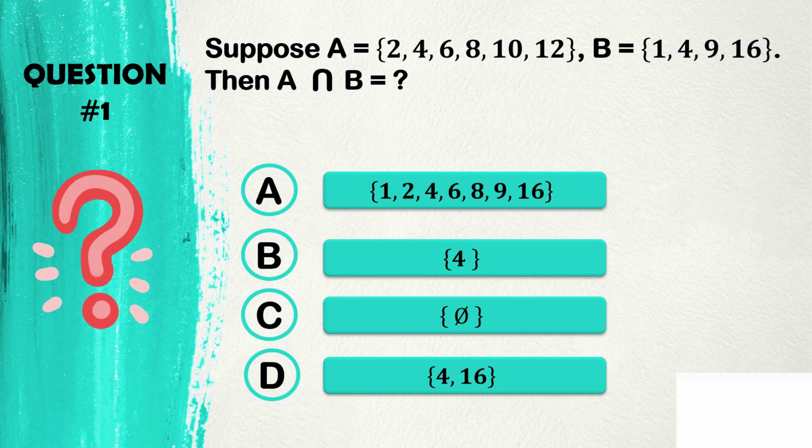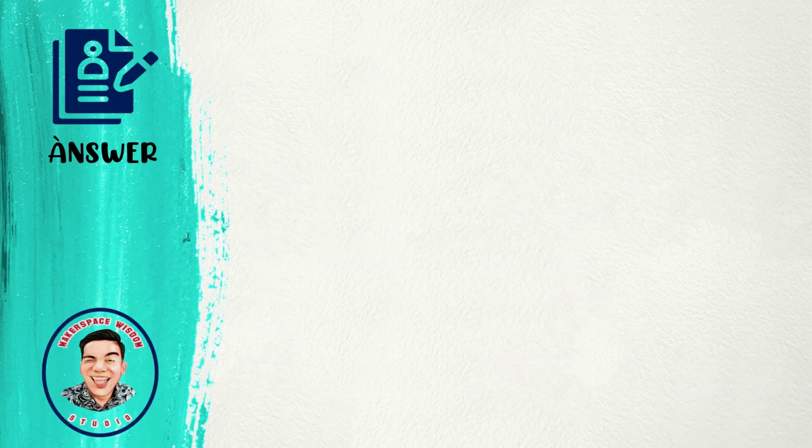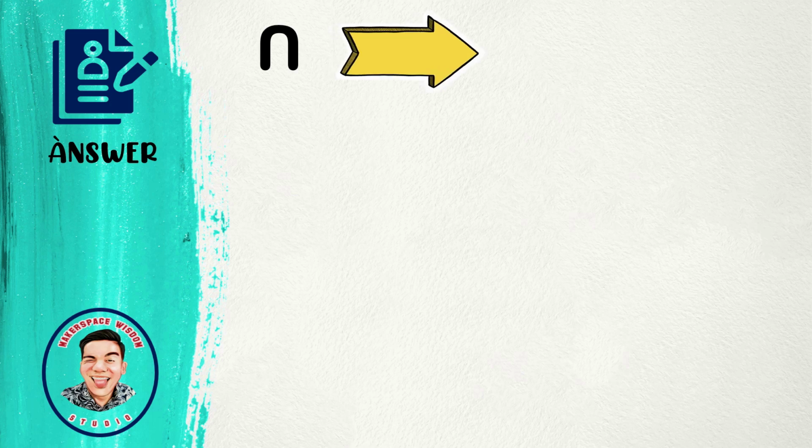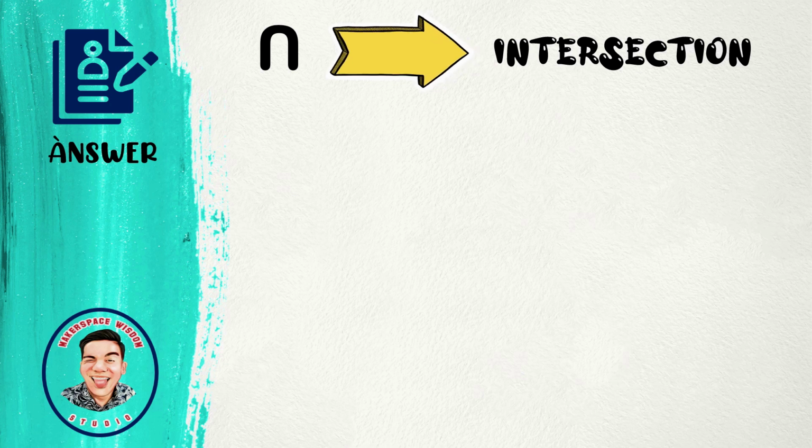Alright, time is up. Let's try to find out if your answer is correct. Take note that this symbol represents intersection. By definition, intersection is the set containing all elements of A that also belong to B. That means these are the elements that are present in both A and B.